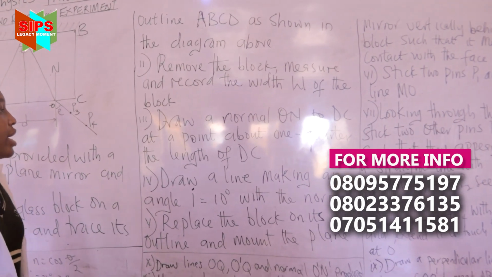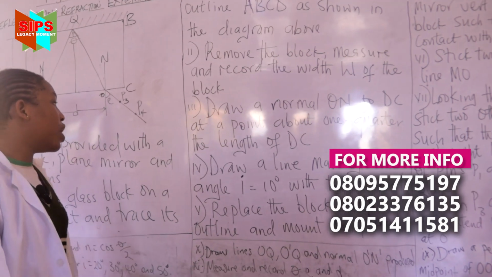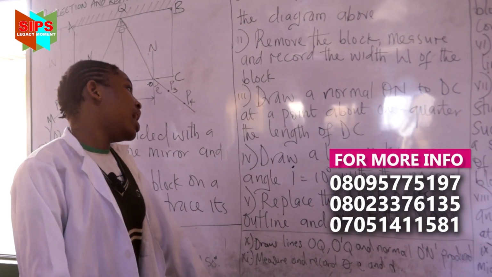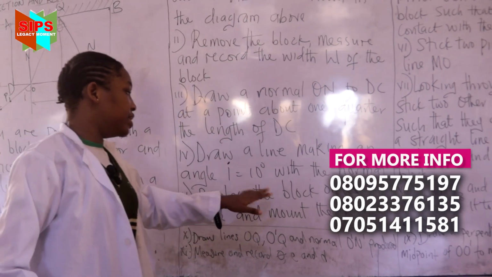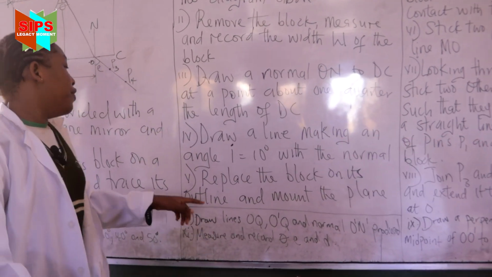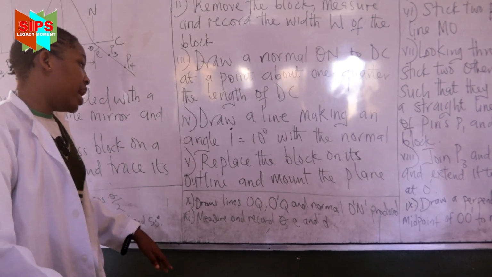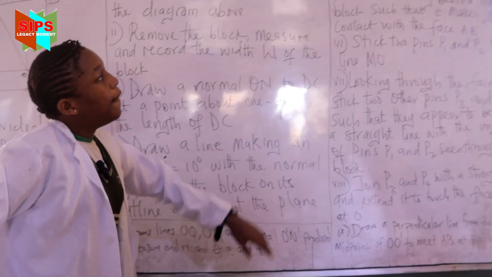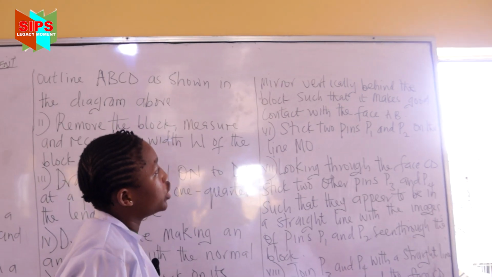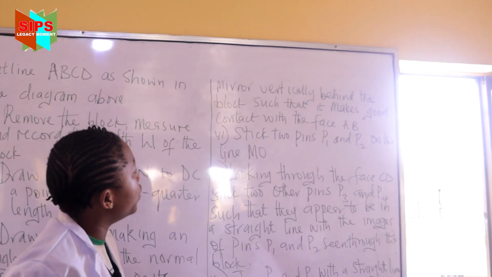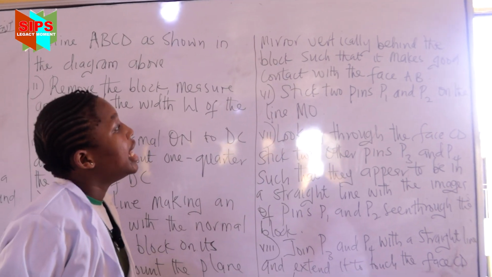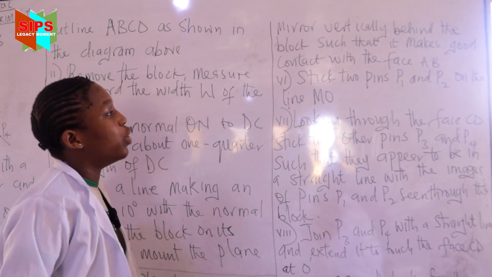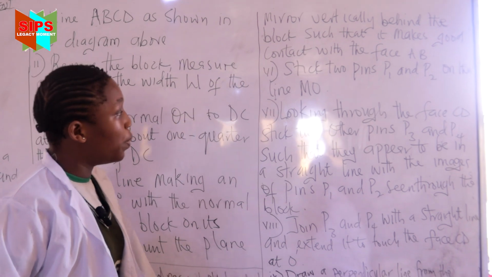Draw a normal ON to DC at a point about 1/4 the length of DC. Draw a line making an angle I equals 10 degrees with the mirror. Replace the block on its outline and mount the plane mirror vertically behind the block such that it makes good contact with the face AB. Stick two pins P1 and P2 on the line MO.